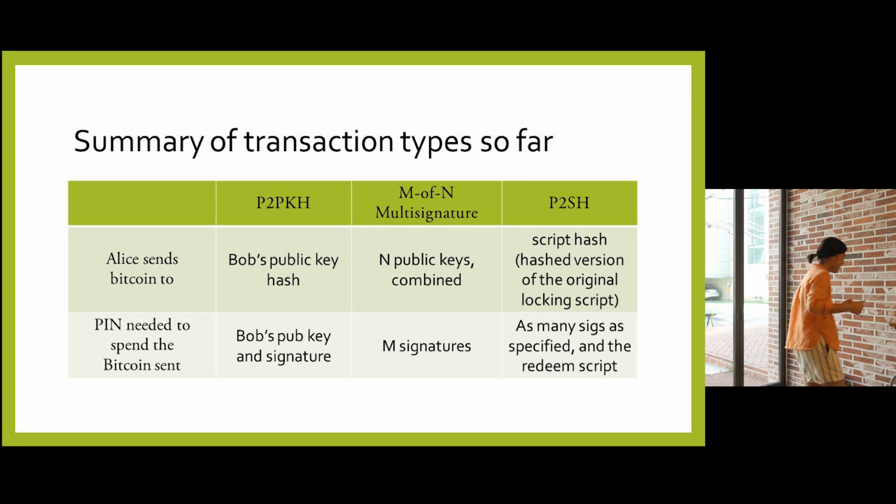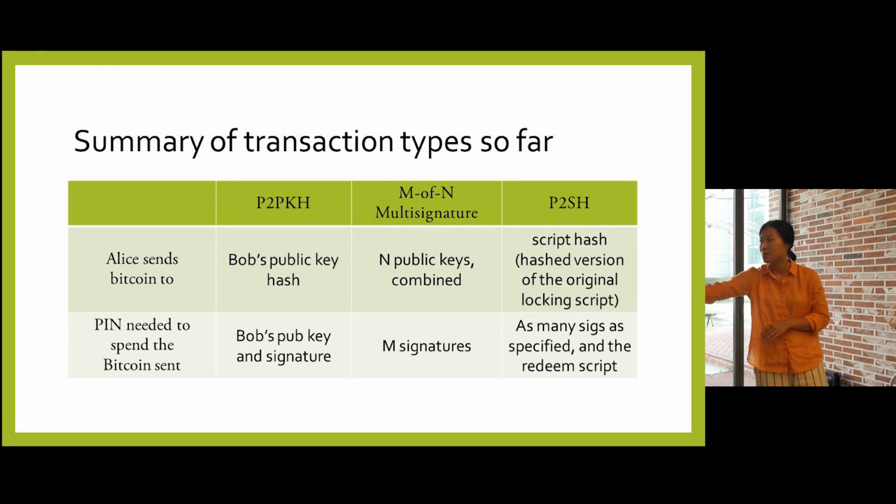No, okay. And the pin needed to spend the Bitcoin that was sent, in the pay to public key hash method, is Bob's public key and signature. And in multi-signature it is just m number of signatures. And in pay to script hash, you need the same thing here: n number of signatures, whatever is specified by the script, plus the original script that went into the hashing function.